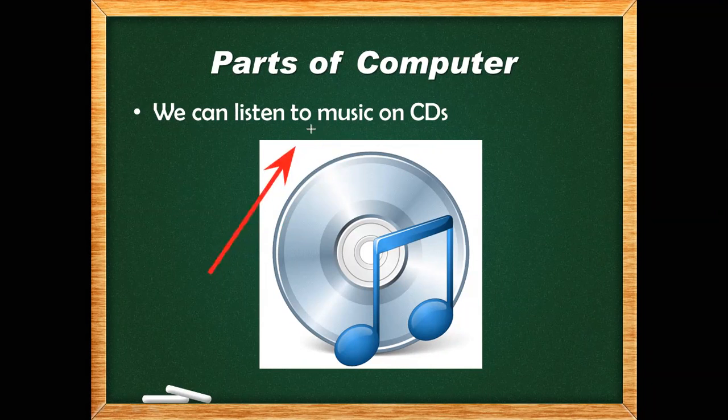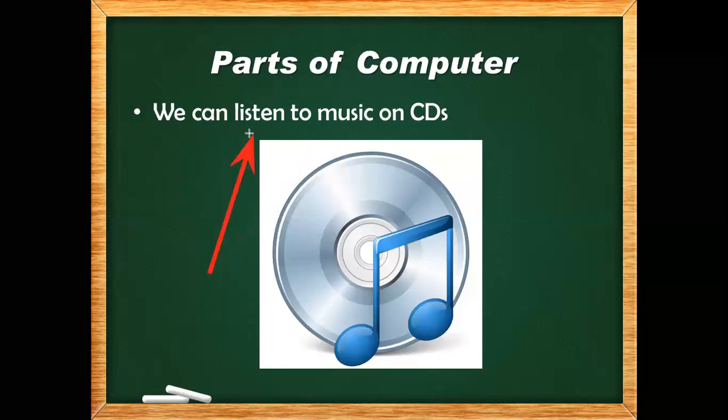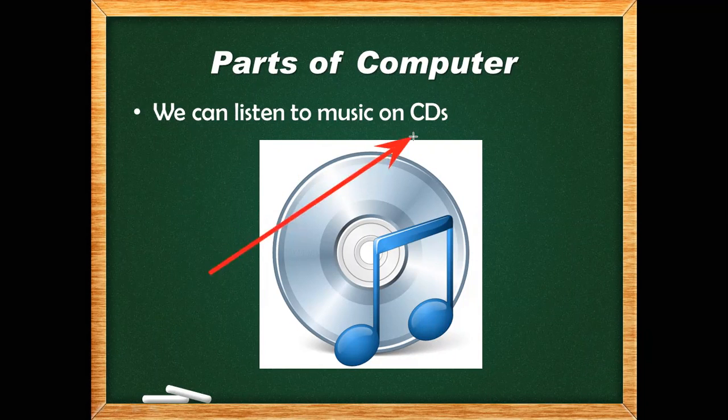CD can store the songs. It is used to save the songs. So we can listen to music on CDs. For example, we go to market and purchase some songs in the form of CD, and when we come home, we put the CD in the system unit, and then we listen to the songs on the computer. So we can listen to music on CDs.